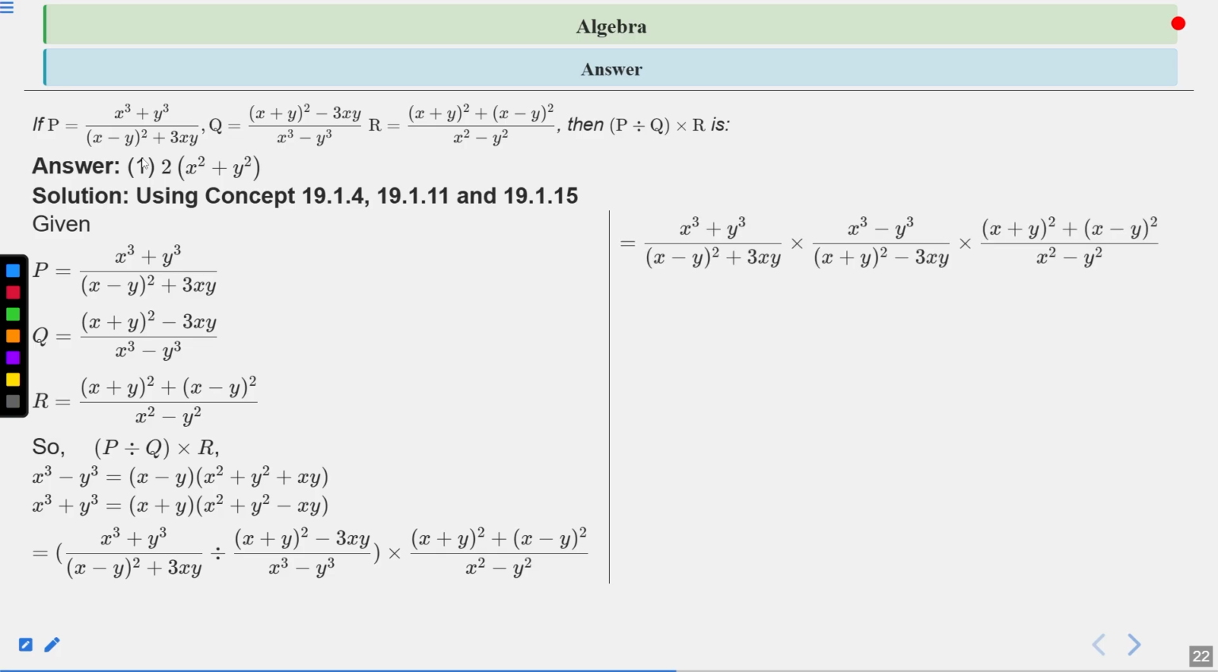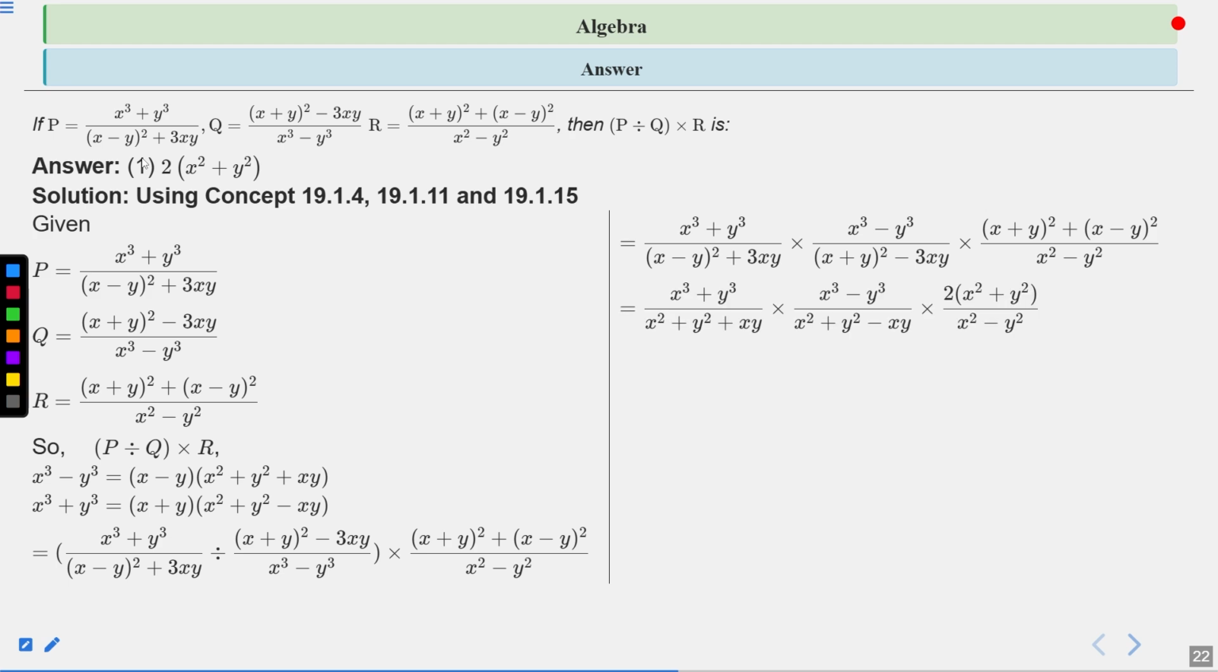So we can reciprocate the second equation because it is in dividend form. So we get (x³ + y³) / ((x − y)² + 3xy), multiplying by (x³ − y³) / ((x + y)² − 3xy), and this is also multiplied with ((x + y)² + (x − y)²) / (x² − y²). Now we can simplify it.